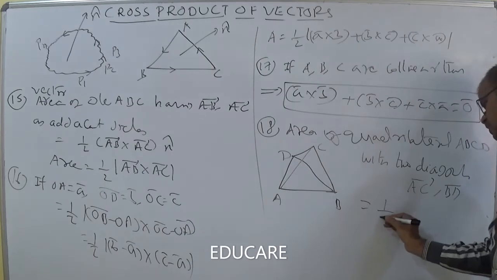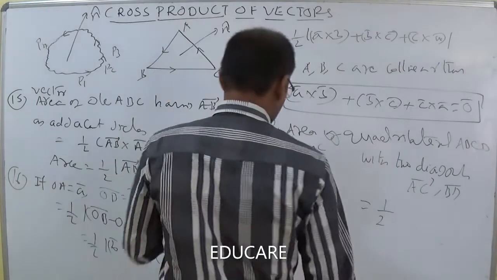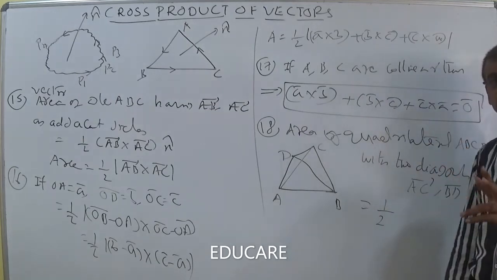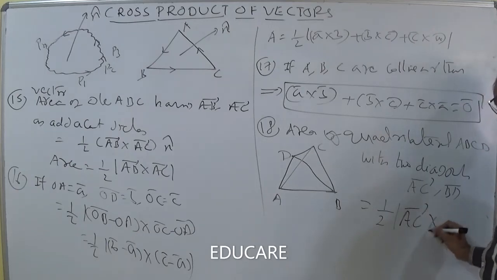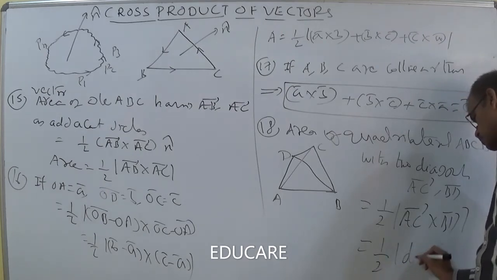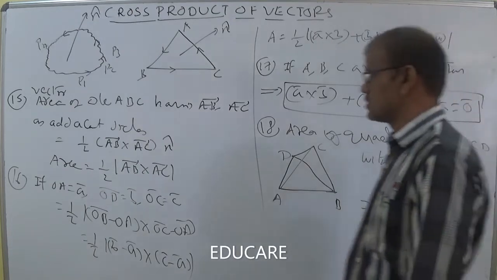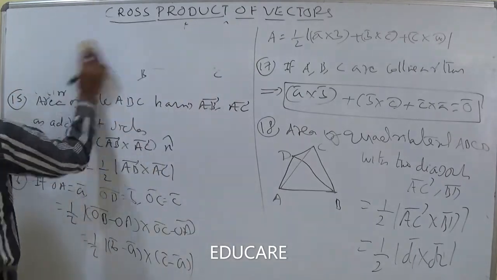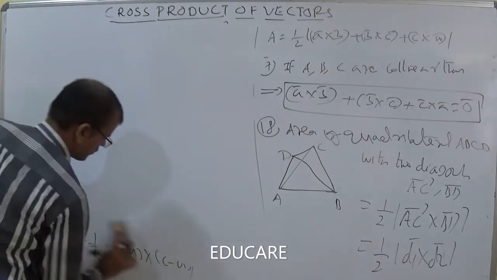For any quadrilateral, maybe a square, maybe a rectangle, a trapezium or anything, but parallelogram is separate. If a diagonal is given, we use the same formula: 1 by 2 into diagonal cross diagonal. Some people write this as 1 by 2 into D1 bar cross D2 bar. If we take the magnitude, this is the simple area. For a parallelogram, the formula with diagonals is separate and the formula with adjacent sides is also separate.